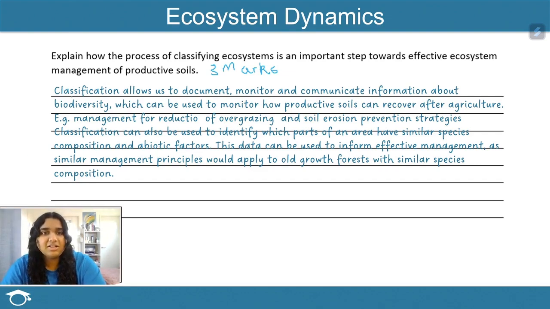So here, classification allows us to document, monitor, and communicate information about biodiversity, which can be used to monitor how productive soils can recover after agriculture. If you don't know what productive soils are, they are these massive fields of soil that are very, very nutrient rich and very, very fertile. Because of this, they are super convenient for agriculture, and naturally speaking, it's very difficult to erode productive soils.